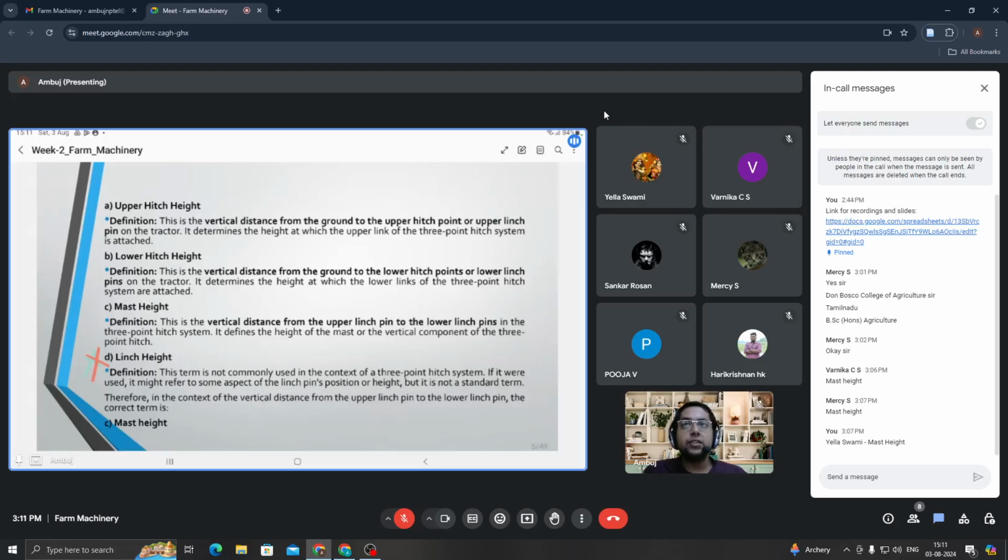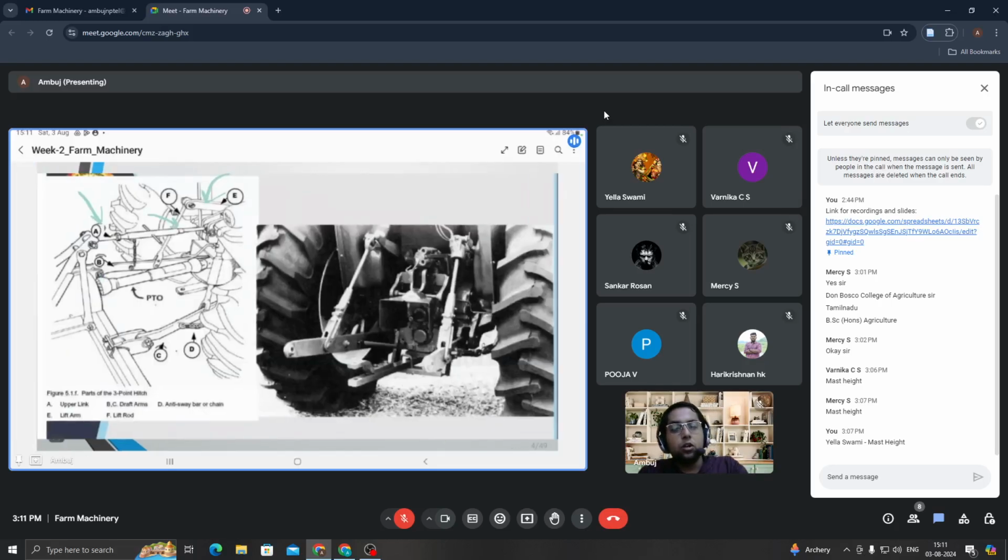Upper hitch height means the vertical distance from the ground to the upper hitch point. I already showed you in the previous figure where it is. So upper hitch height means the vertical distance from the ground to the upper hitch point or the upper linchpin. In this particular hole a pin is inserted which has a key, so that the load gets transferred up to a certain limit onto the tractor. That is known as linchpin.